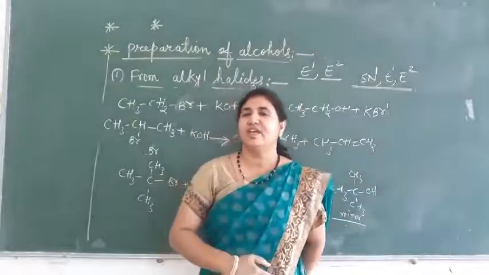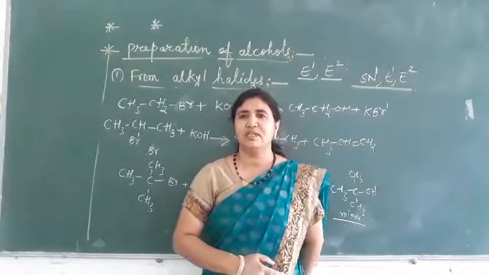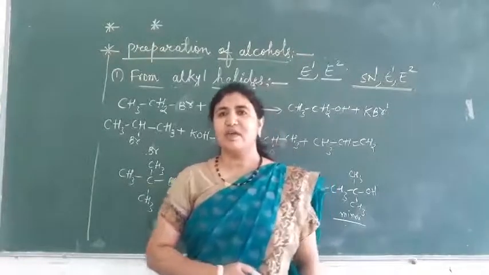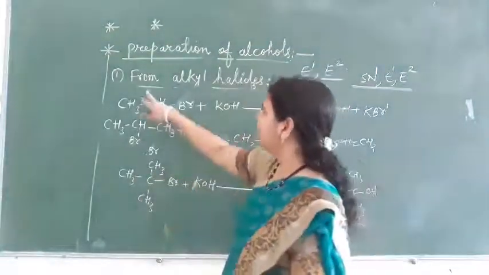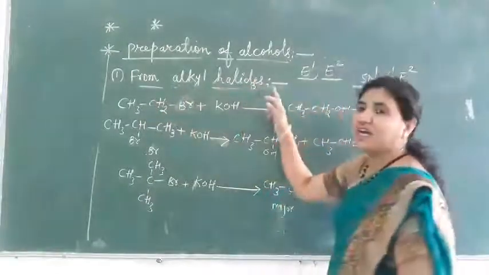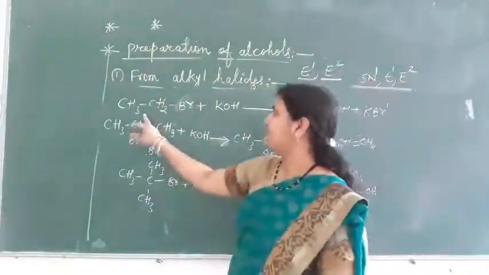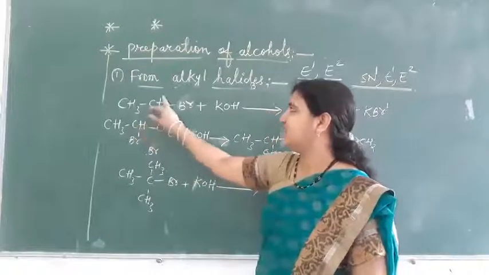Hello students, in today's class we are going to see the preparation of alcohols. The first method is from alkyl halides. Alkyl halides, for example ethyl bromide, CH3CH2Br.